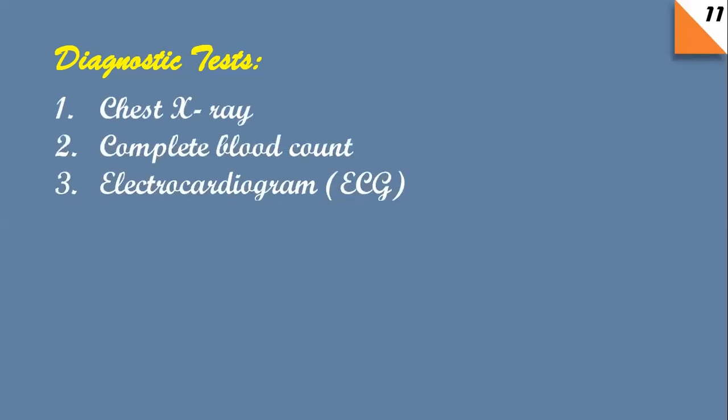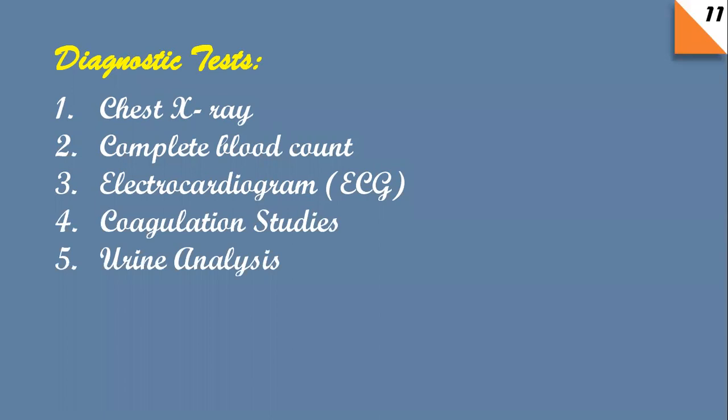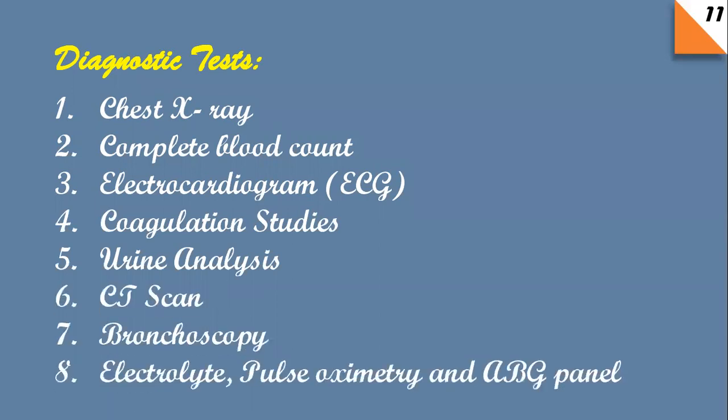After that, let's move on to the second part of our video, that is diagnostic tests. Here I'll be listing a few of the important and commonly used diagnostic tests, though they are not exhaustive, and they are not the only tests to be performed in patients with hemoptysis. These include chest X-ray, complete blood count, electrocardiogram, coagulation studies, urine analysis, CT scan, bronchoscopy, electrolytes, pulse oximetry, and arterial blood gas panel.